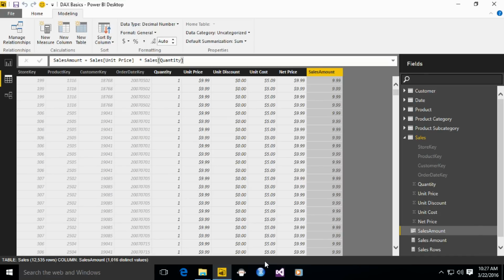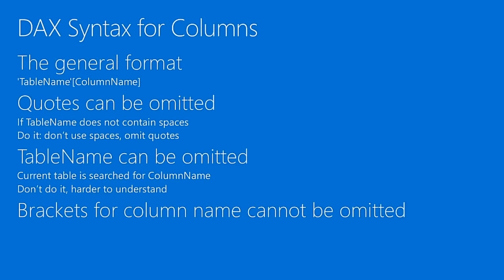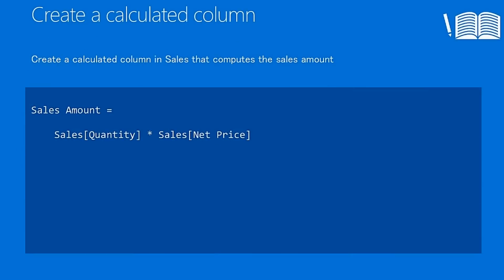Oh, I'm not used to that. Let's go to the slides again. So, the standard syntax is table name in quotes, then column name in square brackets. The square brackets and the column name are the only mandatory part, but get used to write the code in the right way. And we have just created a calculated column, probably a different one than what is here in the slide. You can create a sales amount column by multiplying sales quantity by sales net price. That creates a column, and the column is then visible for all the rows.